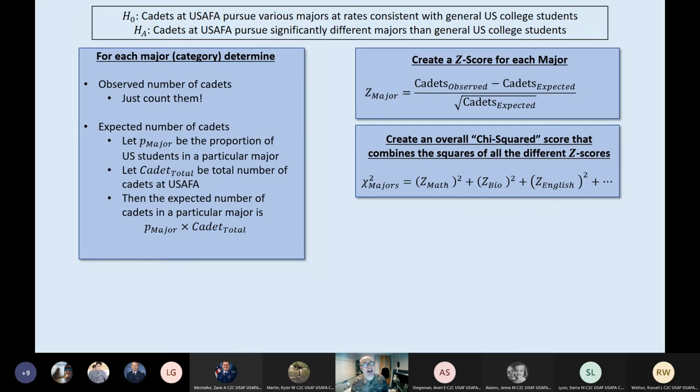This whole lesson is called the chi-squared goodness of fit, right? Because what we're talking about is how our majors are distributed in a certain way, and the United States students' majors are distributed in a certain way. And we are asking, is the way the US is distributed a good fit for how USAFA is distributed? Our null is that it is, our alternative is that it's not, right?